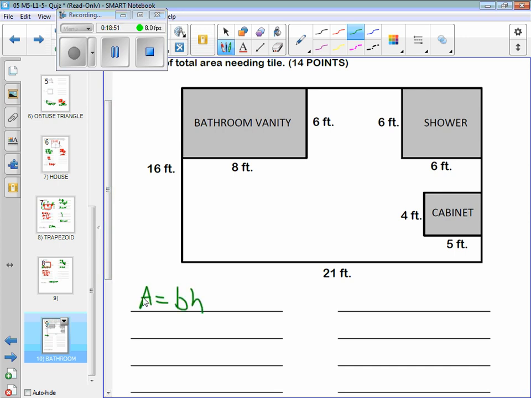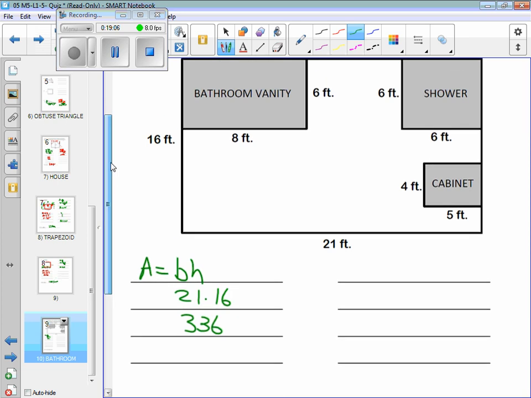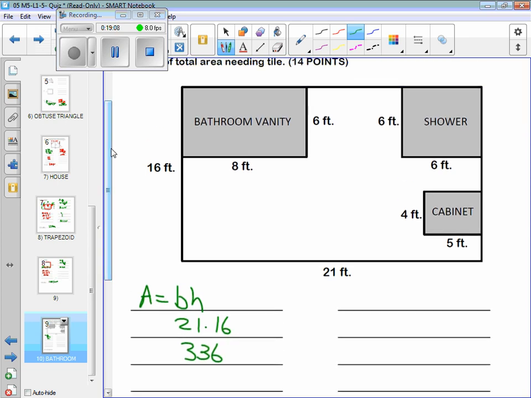Rectangle. What's the base? What's the height? When you multiply that, you get 336. That's the whole entire snow cone, right? But I've got to subtract what I'm not doing. I'm not doing the vanity, I'm not tiling the shower, and I'm not tiling the cabinet. Without writing all the formulas out, let's do that right now. What is the bath and vanities area? Matt. 48.